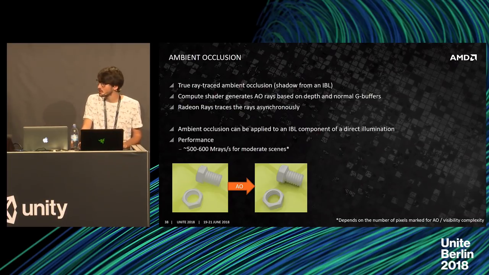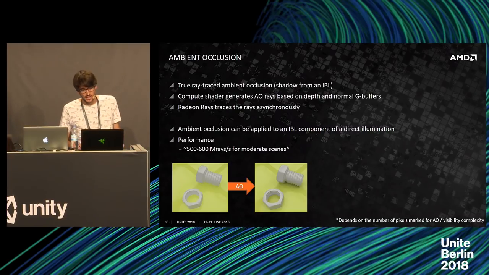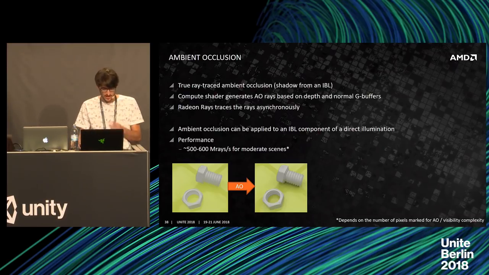In terms of performance, we've tested the technique on moderate scenes, so a little bit under a million triangles. And we see about 500 to 600 million rays per second of ray throughput. So depending on the number of pixels that you need to process, it typically ends up being a few milliseconds in your frame.